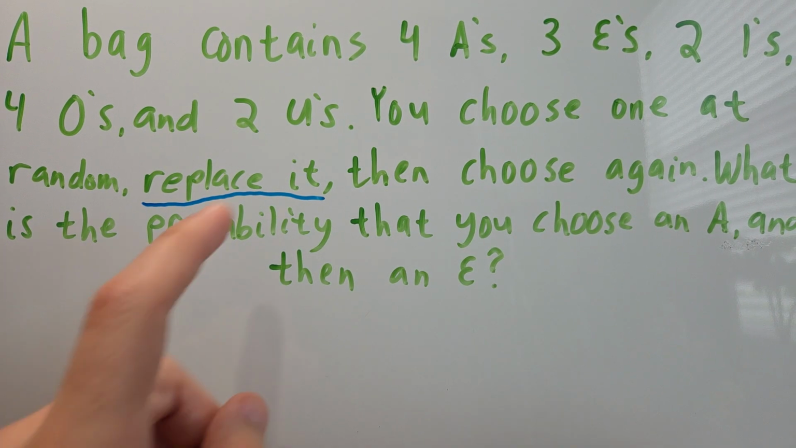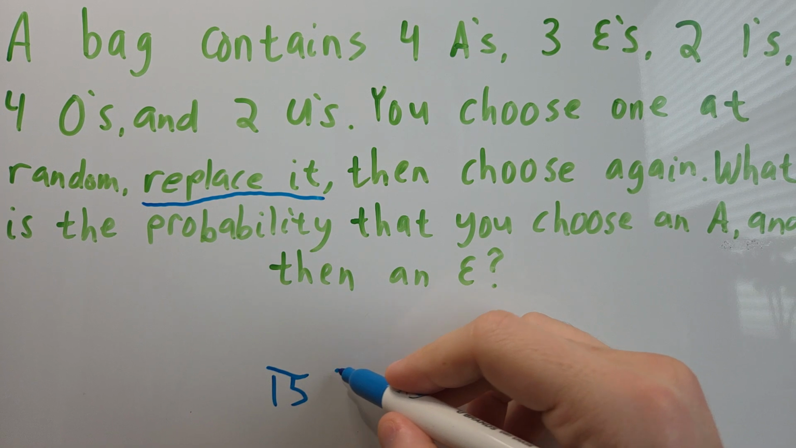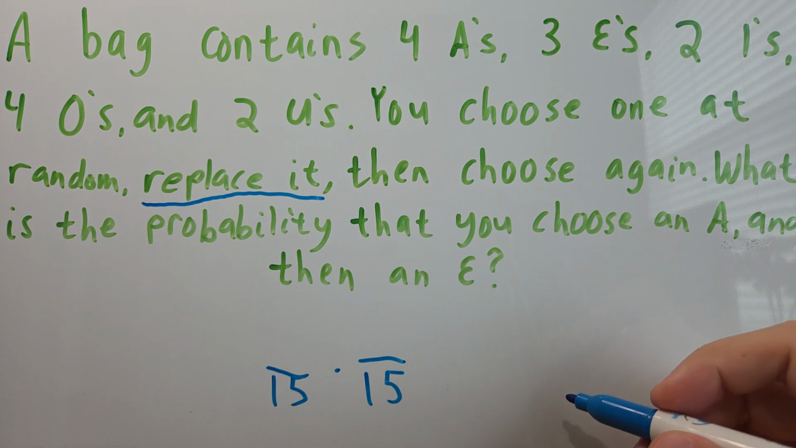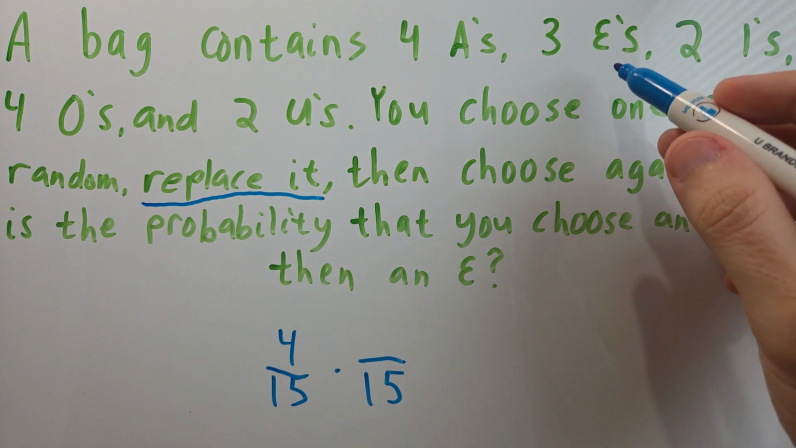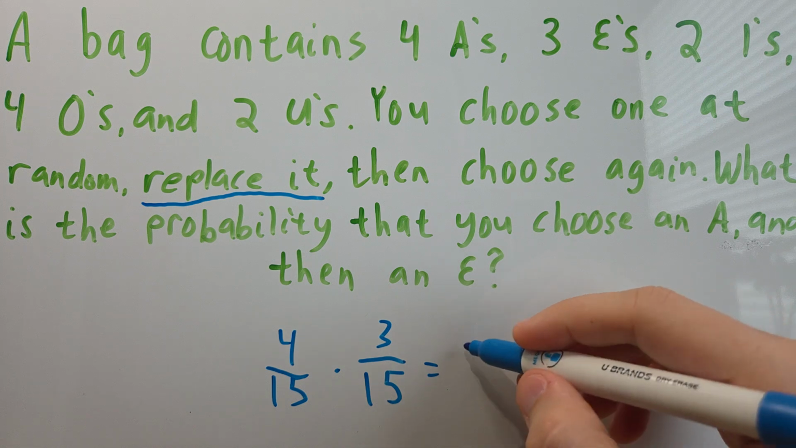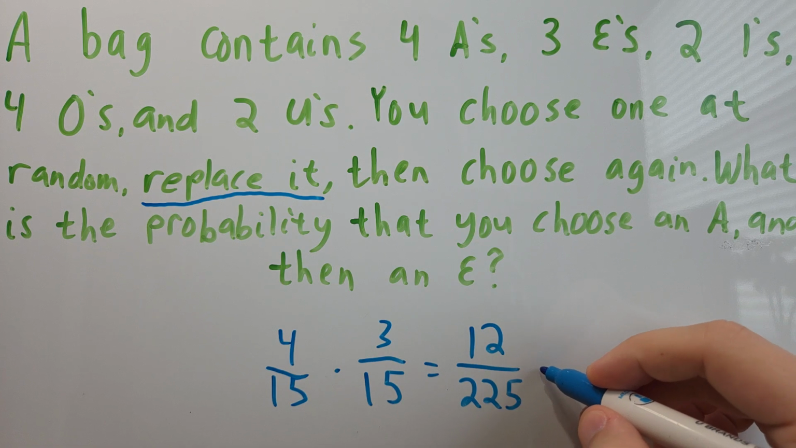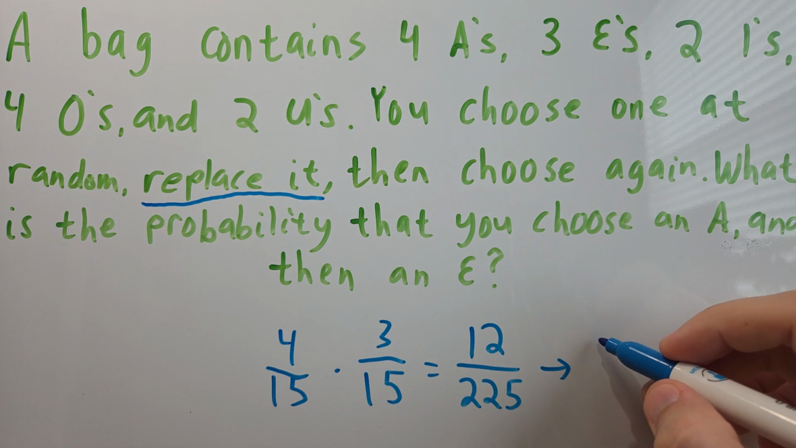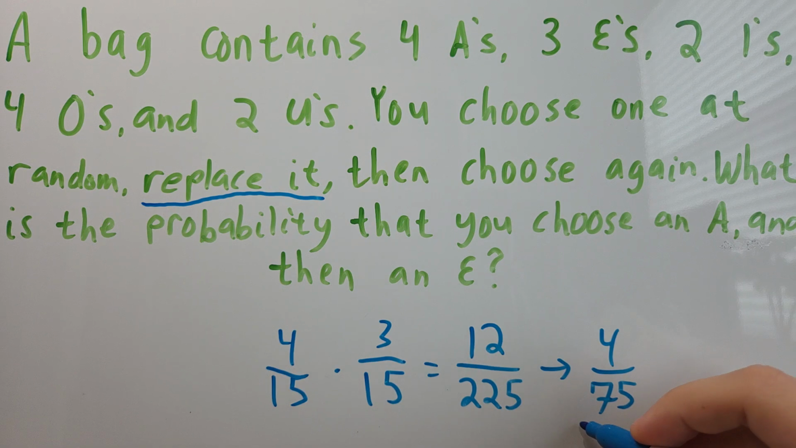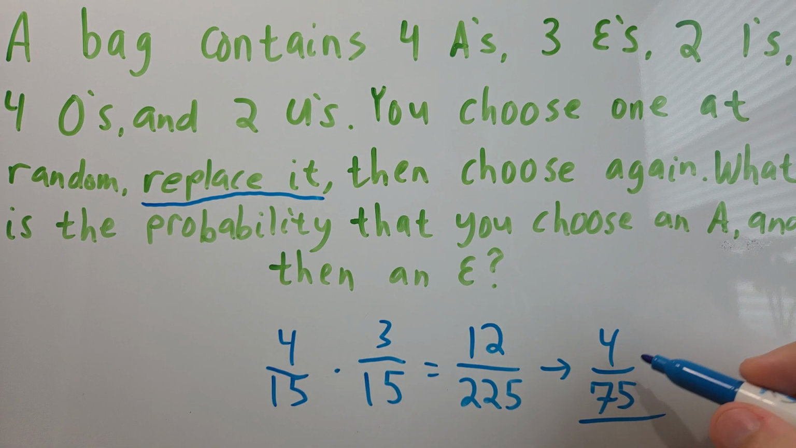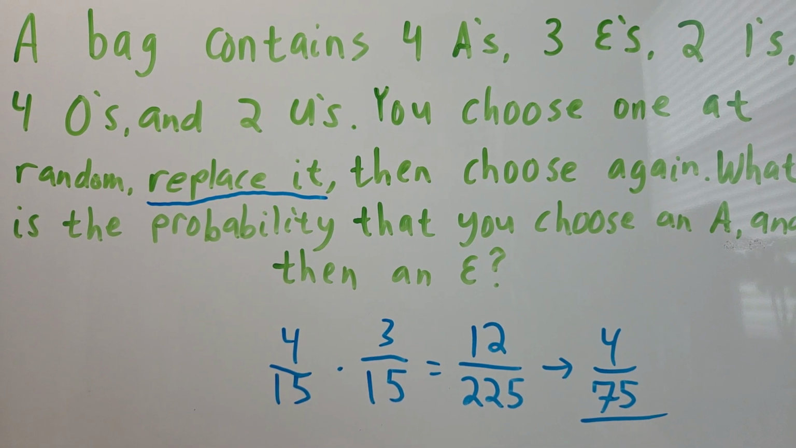So independent probability, 4 plus 3 plus 2 plus 4 plus 2, that's exactly 15. So the good news is that both of our denominators for this calculation will be 15. There's exactly 4 A's, and there are 3 E's. This gives me 12 out of 225. This can be reduced because both of these numbers are divisible by 3. In lowest terms, this is 4 over 75. So again, a very small probability, but it is still possible for that to happen. And again, replacement is the key for letting us know that this is an independent event.